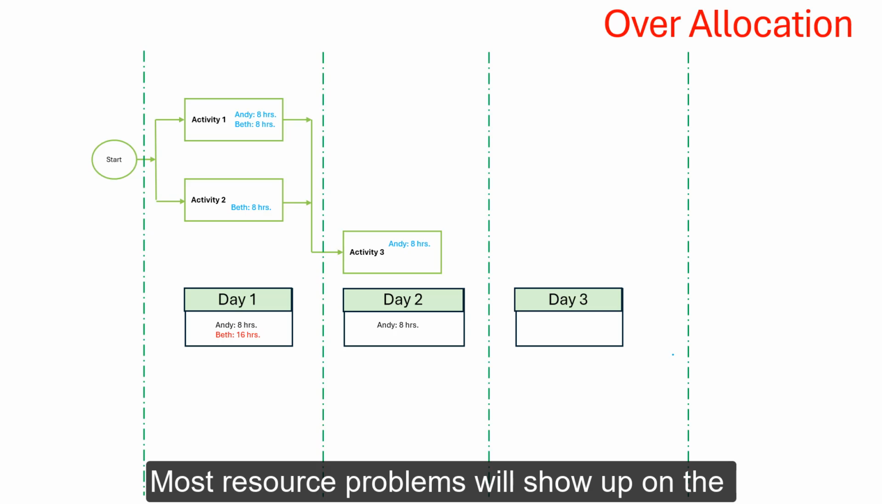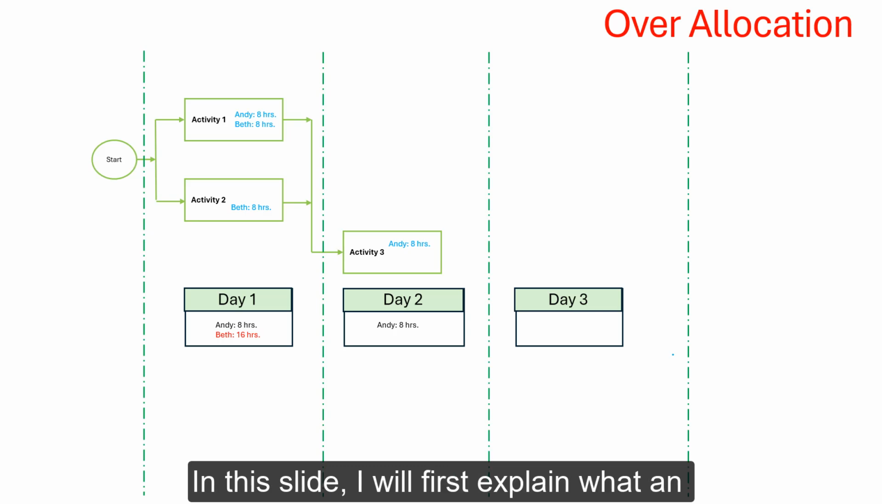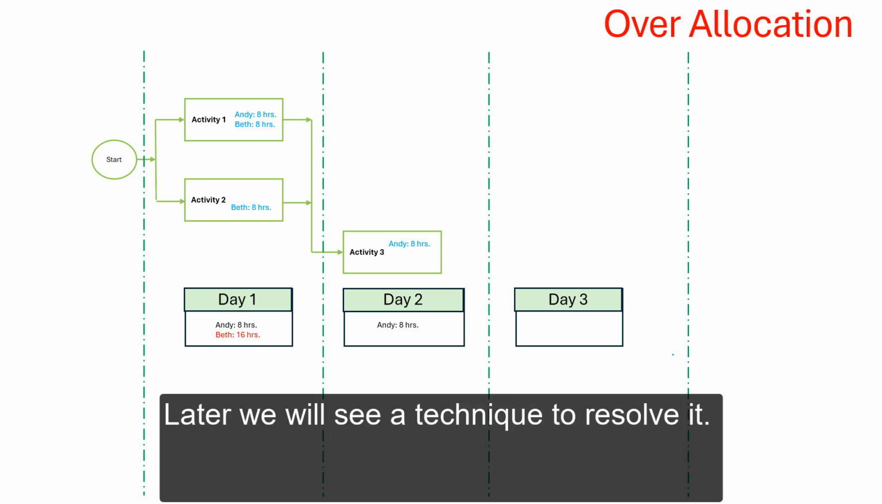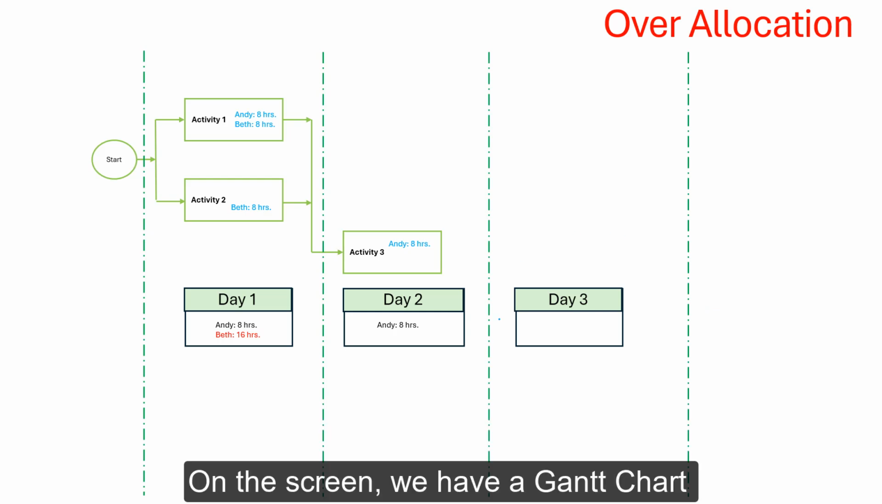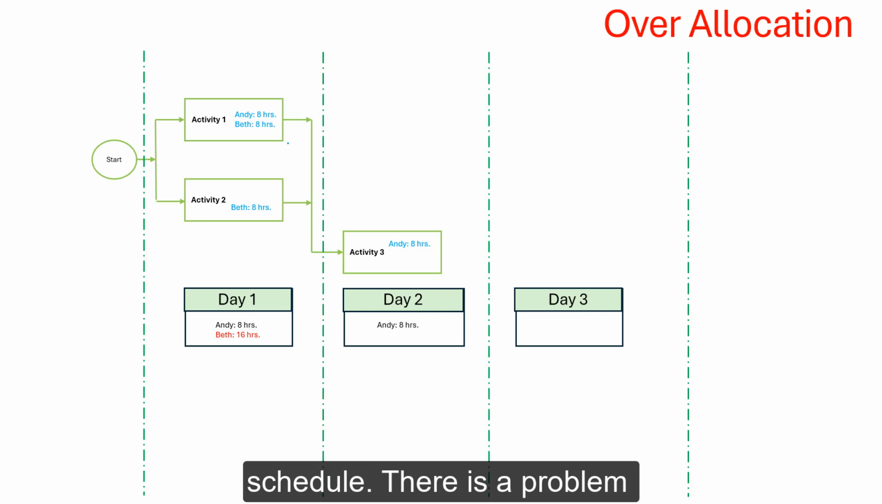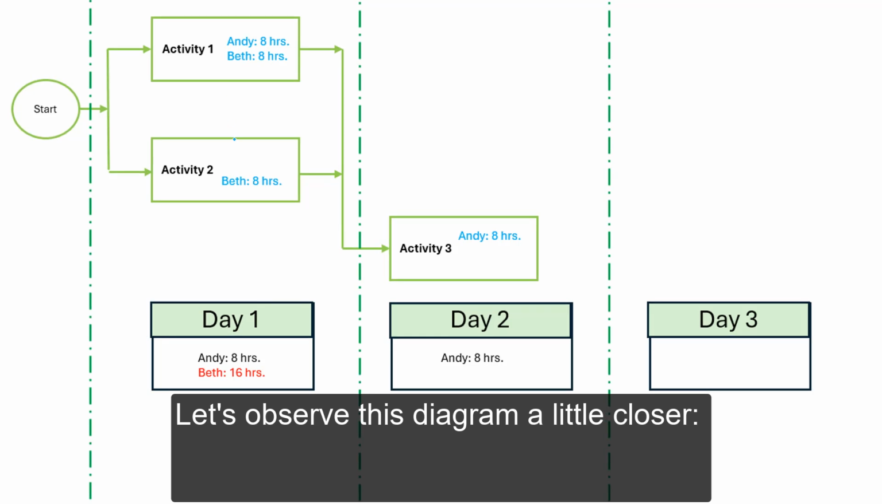Most resource problems will show up on the schedule as an overallocation. In this slide, I will first explain what an overallocation is. It's extremely important to understand. Later, we will see a technique to resolve it. On the screen, we have a Gantt chart representing a small snippet of the schedule. There is a problem hidden in the schedule model. Let's observe this diagram a little closer.